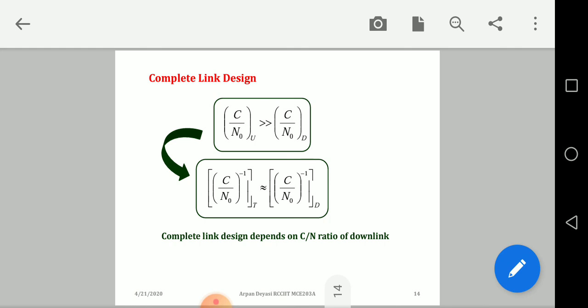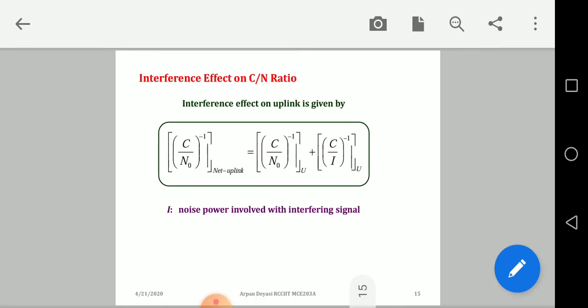So that is the complete link design I have mentioned at the 9th step of the link design procedure. This is the complete link design involving both uplink and downlink functions. Now, if we add the loss factor I have mentioned, that is, if I consider the interference effect, then interference will give you C by I functions. What is I? I is the noise power involved with the interfering signal.